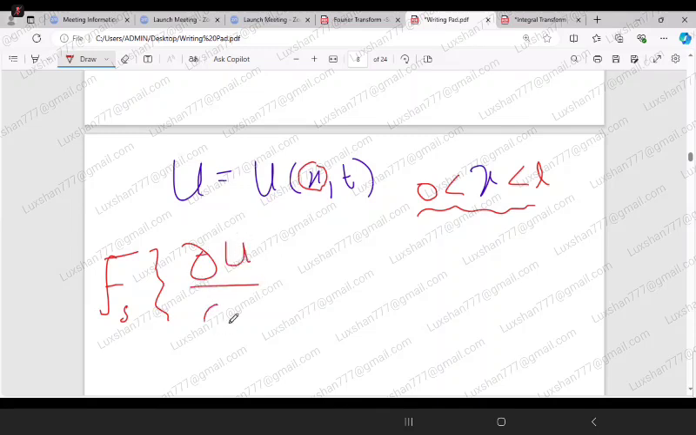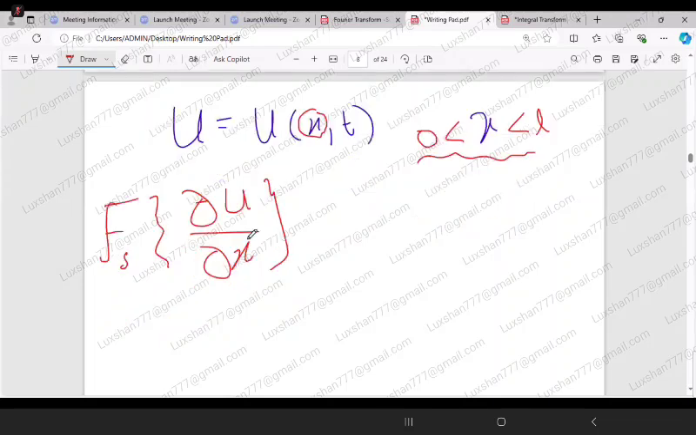∂u/∂x. Okay, u is a function of two variables, x and t. The range of x is 0 to L. So what is the finite Fourier sine transform of this function?